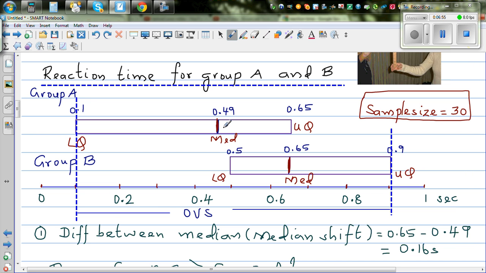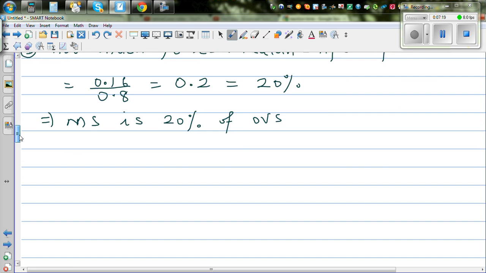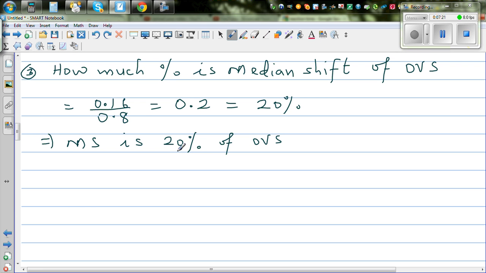Now, if this difference, the difference between the medians, is only 20% of the overall visible spread, it means that for this median to coincide with this median, box A has to move 20%. That's roughly what it means. Okay, so here we can say median shift is 20% of overall visible spread.